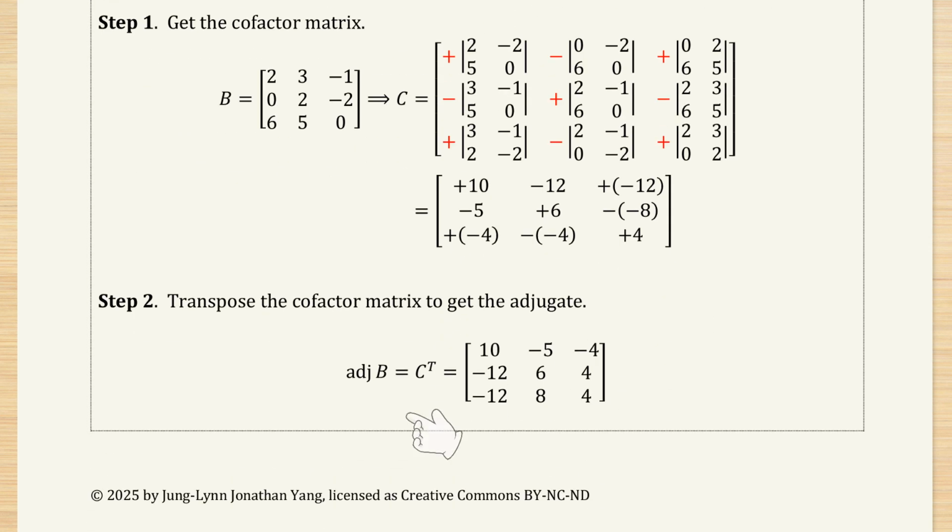And then we transpose the cofactor matrix C to get the adjugate of B. To transpose a matrix, all the rows become columns and all the columns become rows. For example, the first column, 10, negative 5, negative 4, becomes the first row, 10, -5, -4, and so on for other rows and columns.